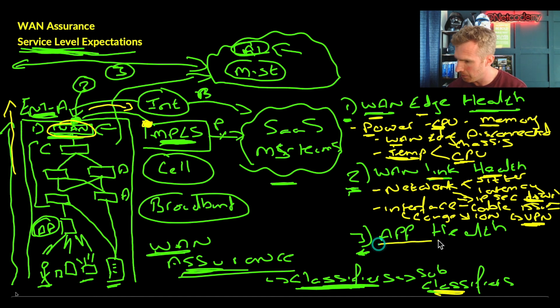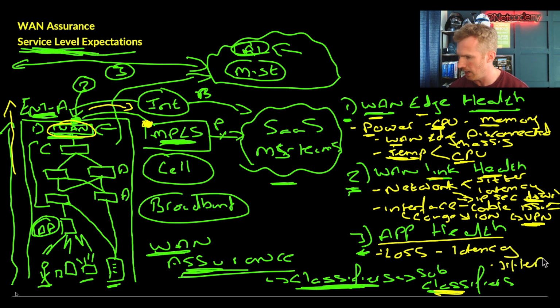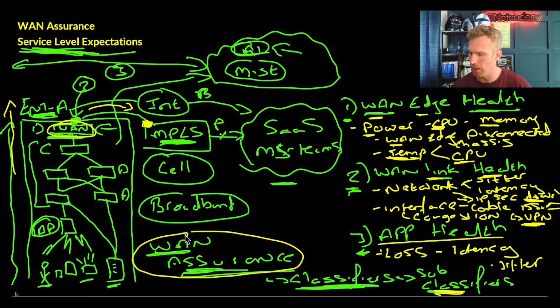And the third classifier, application health. The good news is that there are no sub-classifiers. There is loss, so packet loss, latency, and of course jitter, or packet delay variation. So those are the three service level expectations, three SLEs, that you get for that WAN assurance license.